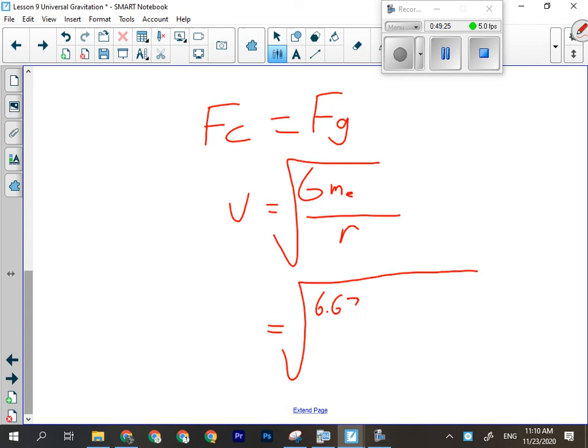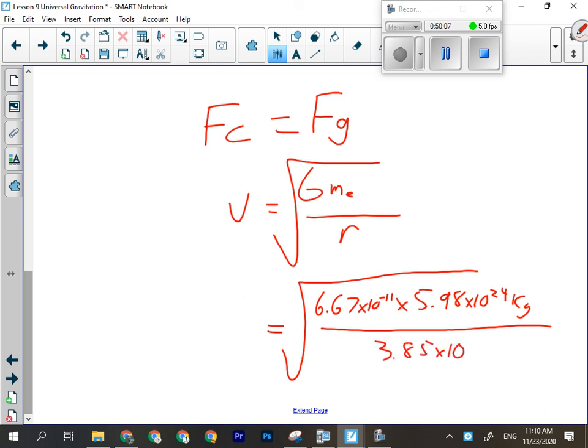First number, 6.67 times 10 to the minus 11, big G. And I'm multiplying that by the mass of the Earth, which is on the back of your formula sheet under other useful constants. It is 5.98 times 10 to the 24 kilograms. It's big. And then I need to divide that by the radius between them. Also on your formula sheet is the average Earth-Moon distance: 3.85 times 10 to the 8.